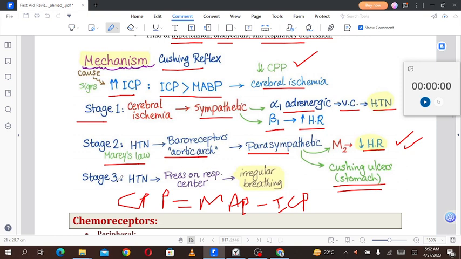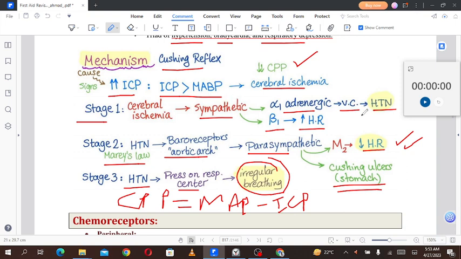The third one is that hypertension will press on the respiratory center, and there will be irregular breathing, which is also called Kussmaul breathing. There are two things associated with Kussmaul. The Kussmaul breathing that is associated with this one, and then there is Kussmaul sign. We'll discuss the Kussmaul sign in the pathology section. Kussmaul sign basically states that there is paradoxical dilation of the jugular veins when the person is doing deep inspiration. But we'll discuss that later on.